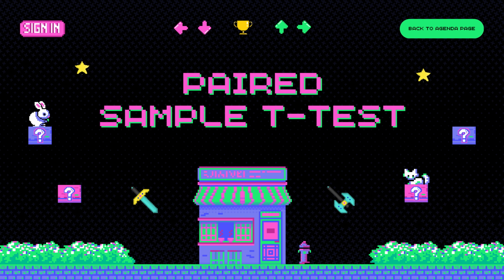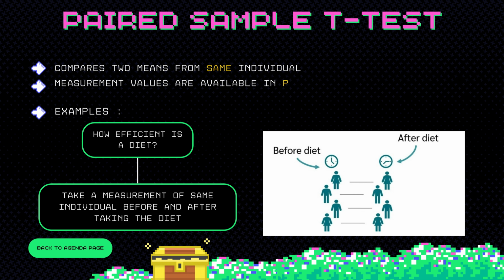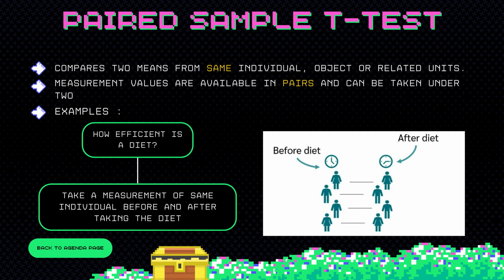Now let's move on to the last t-test type, which is the paired sample t-test. A paired sample t-test is used to compare 2 means from the same individual, object, or related units. The measurement values are available in pairs and can also be taken under 2 different conditions.